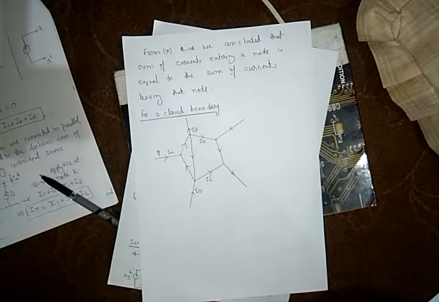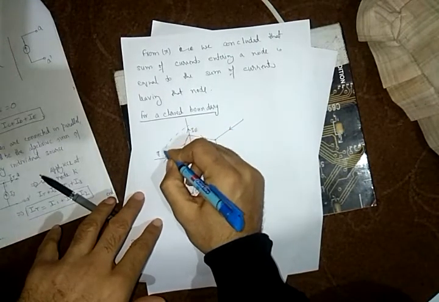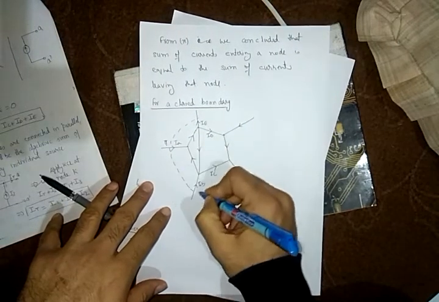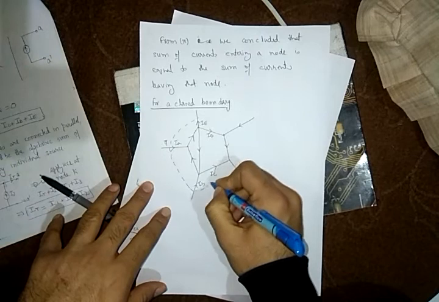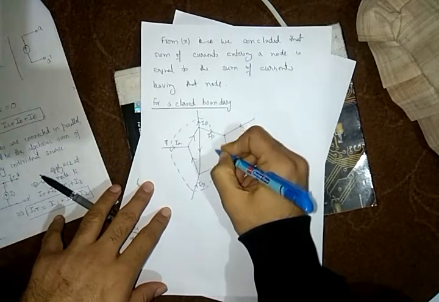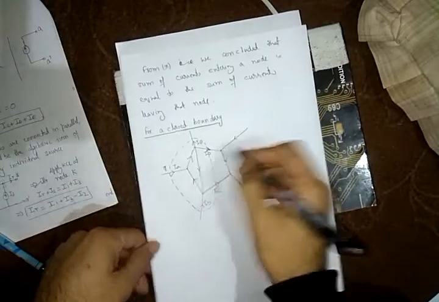So what is a closed boundary? I'm taking this as a closed boundary. This is the direction of the current ID. So this is a closed boundary.